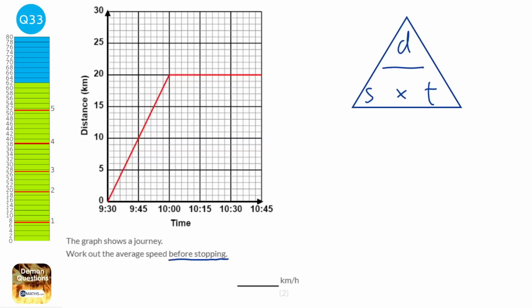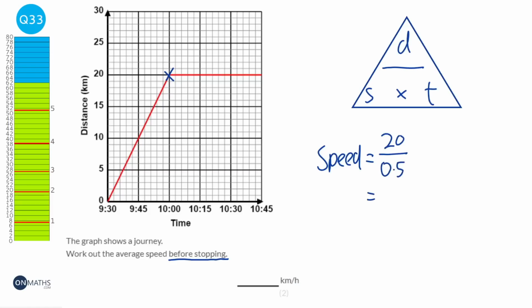So stopping is shown with a horizontal line on a distance time graph. So it's up to this point here. So the average speed will be the total distance, which would be 20, over the total time. So 9:30 to 10 will be 30 minutes, but since our unit will be kilometers per hour, we need that in hours, which will be a half. And 20 divided by a half is going to be 40. So our answer is going to be 40 kilometers per hour.